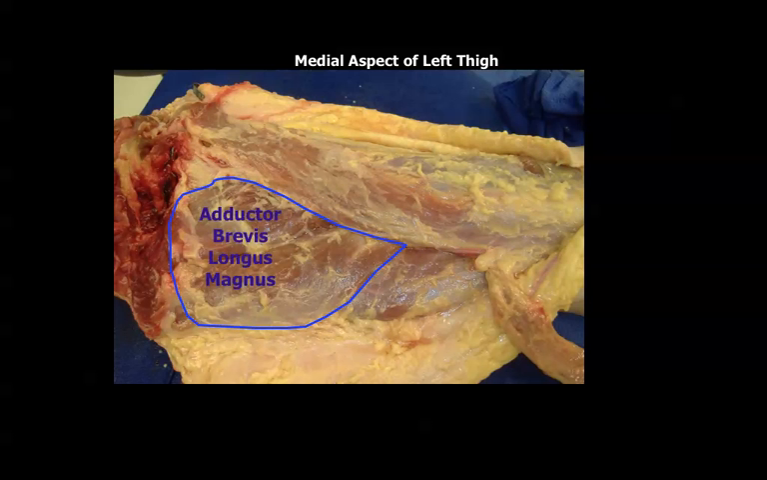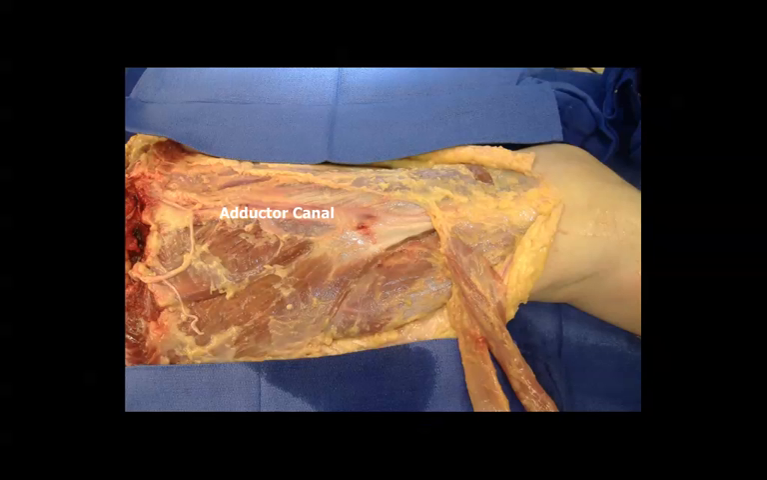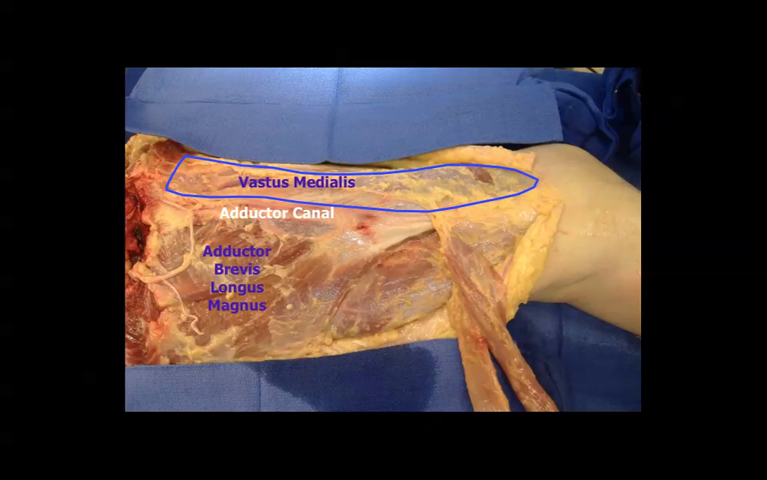These are the adductor muscles, brevis, longus, and magnus, the semimembranosus and semitendinosus muscles, and the gracilis, which has been reflected in this image. If we go down one more layer and remove the Sartorius, we now have the Sartorius and the gracilis reflected. We see the vastus medialis, the adductor brevis, longus, and magnus, the semitendinosus, semimembranosus, and the reflected gracilis and Sartorius muscles.